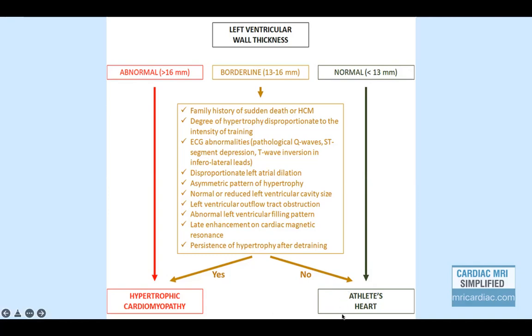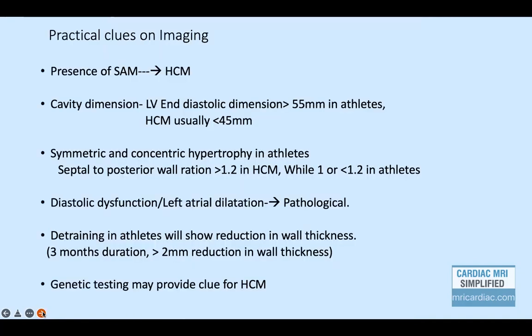However, most importantly, in athlete's heart, once they stop training for at least nearly 3 months, the hypertrophy reverses. And this is one of the most important features to differentiate it from pathological hypertrophy. A few other important clues, as discussed earlier: presence of SAM and LVOT obstruction will favor HCM. LV cavity dimension in end diastole will be on the higher side, more than 55 in athletes, but HCM patients will have a smaller cavity, less than 45.